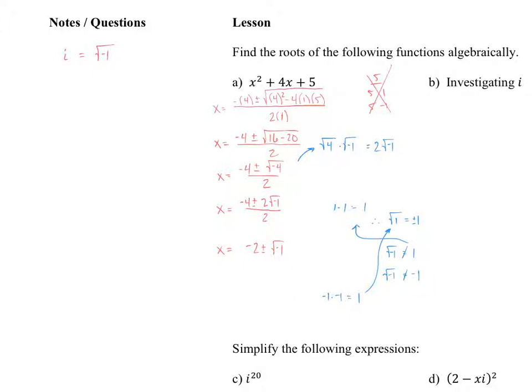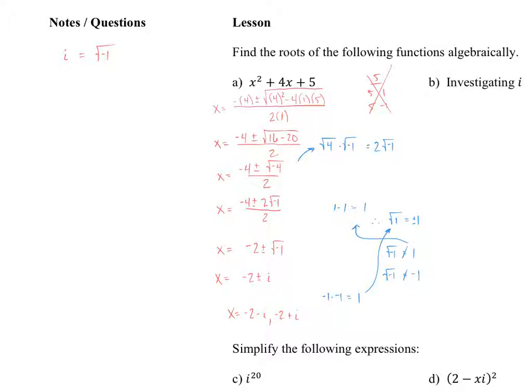So the last thing I'm going to do here is replace that with an i. And now we all know that when I put that i there, I'm talking about an imaginary or non-real solution, because I can't take the square root of a negative 1. So my two roots would be negative 2 minus i and negative 2 plus i.